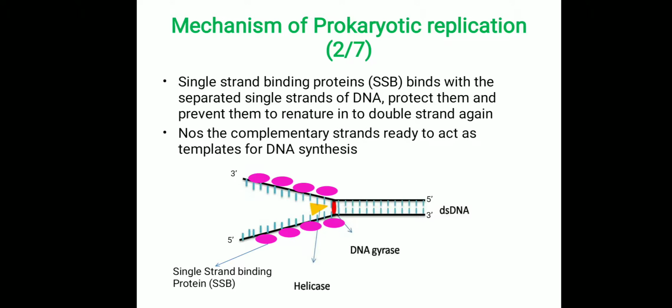Next step, once single-stranded DNAs are formed, they are highly unstable. They always want to renature by interacting with the complementary strand again. To prevent this, another protein called single-strand binding protein or SSB protein binds to each single strand and stabilizes it to maintain it until the completion of replication.